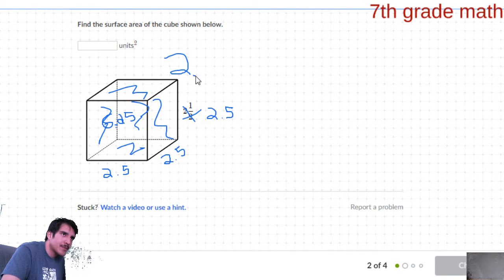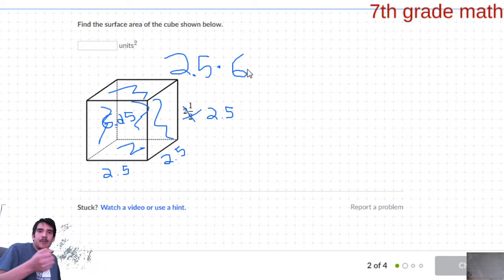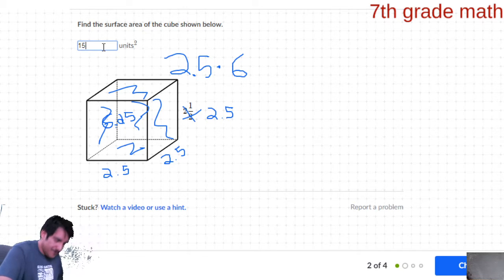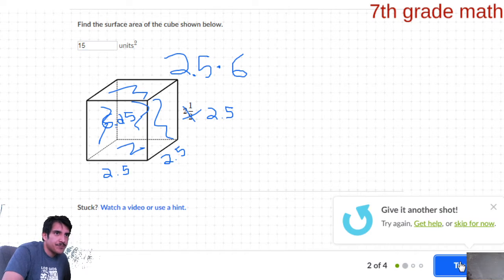So do 2.5. This one you could probably do mentally. 2.5 times 6. Because we all know how to count by 2.5s, I hope. I'm going to do it on my fingers. 2.5, 5, 7.5, 10, 12.5, 15. That's 6 of them. So 2.5 times 6 is 15. So if you add up all the faces, you get 15 square units.